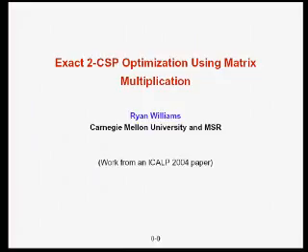Here is our host, Ryan Williams, so I am the stand-in host. And Ryan is an intern with us from CMU. He's going to be talking about two CSP applications.